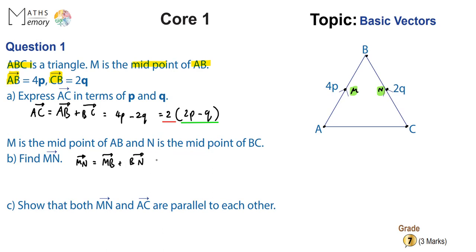Now it's the same concept. So M to B will be half of AB, i.e. 2P. And B to N will be simply half of BC. We have them in part A, so that will simply be Q. So this is your final answer, okay?